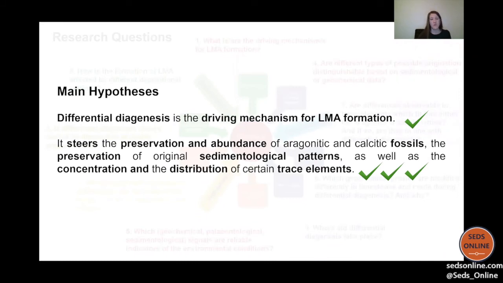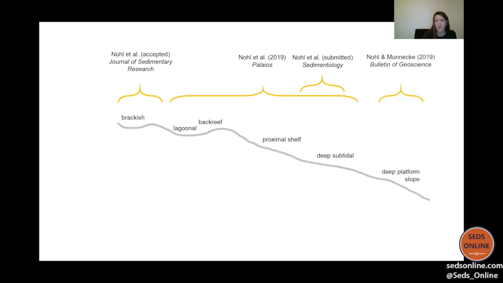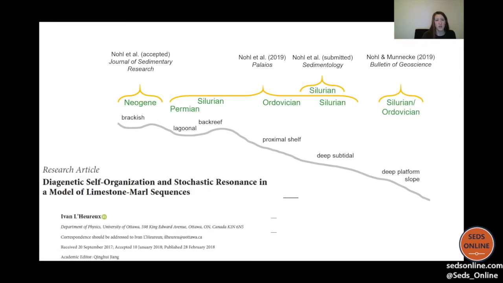And I've shown you different manifestations of limestone-marl alternations, which require flexible methods to determine their origin. But still, for all these different limestone-marl alternations, differential diagenesis seems to be the process in charge of their formation. And I've shown you these different cases and how severely differential diagenesis alters the original sediment composition and thus the record of paleo environment. And just to show you, it ranges from brackish to deep subtidal, deep platform slope. And there are a lot of other studies showing the exact same thing.